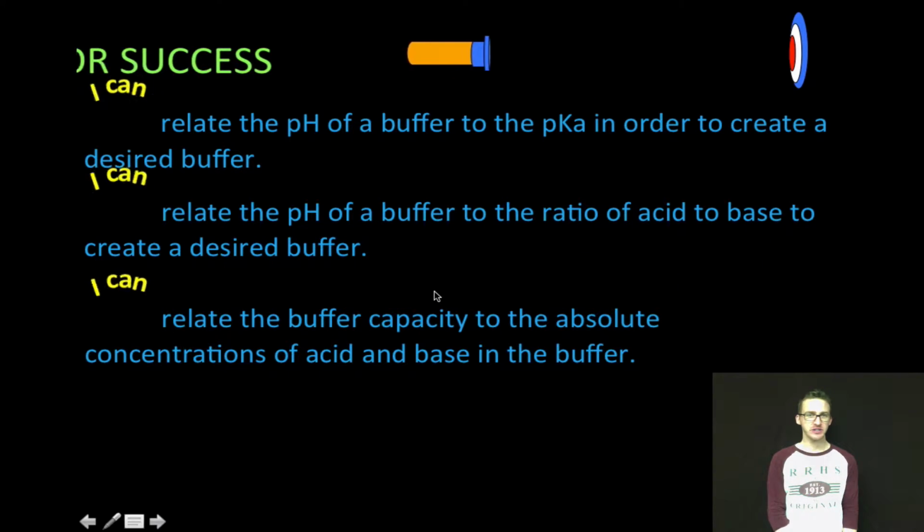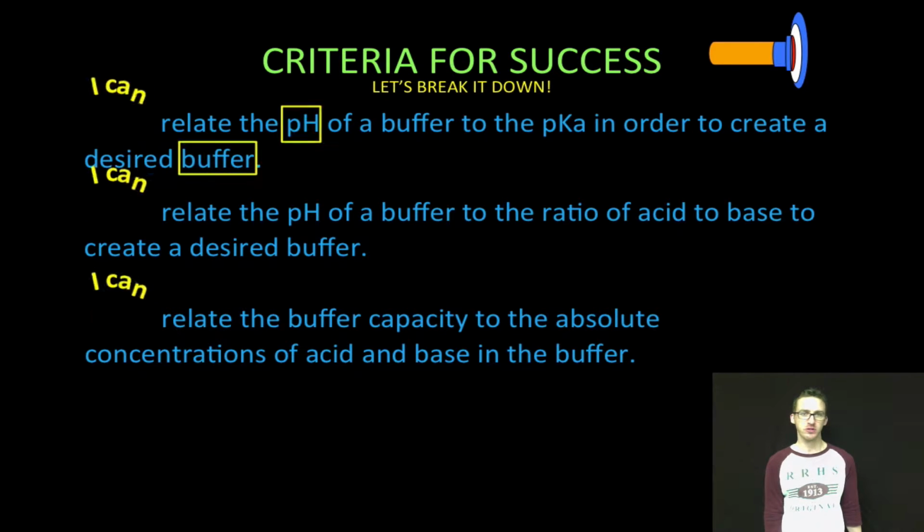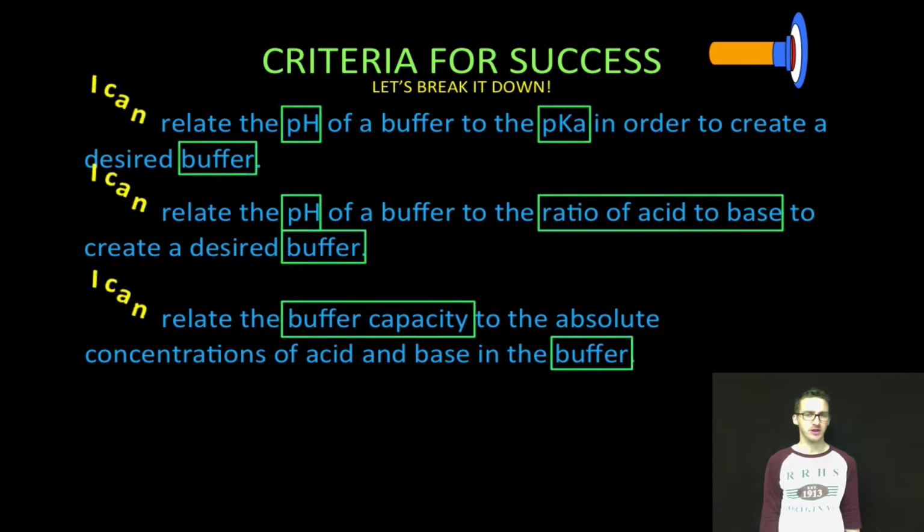Three big things we're gonna do here. One, relate the pH of a buffer to the pKa in order to create a desired buffer. Two, relate the pH of a buffer to the ratio of acid to base to create a desired buffer. Three, relate the buffer capacity to the absolute concentrations of acid and base in the buffer.